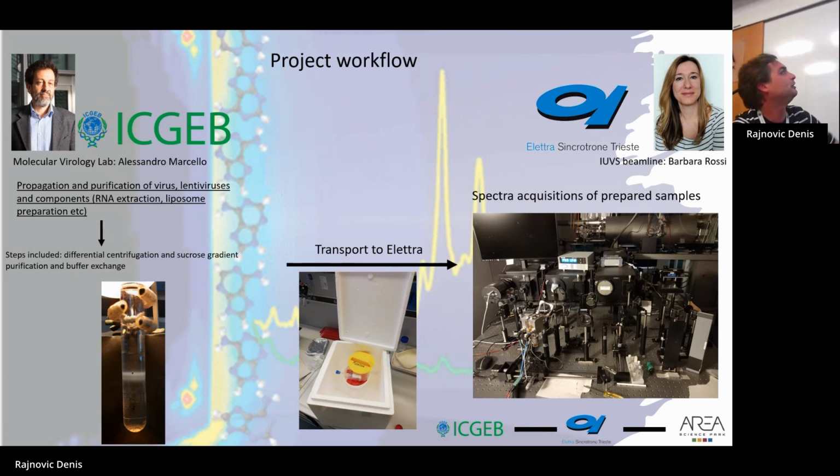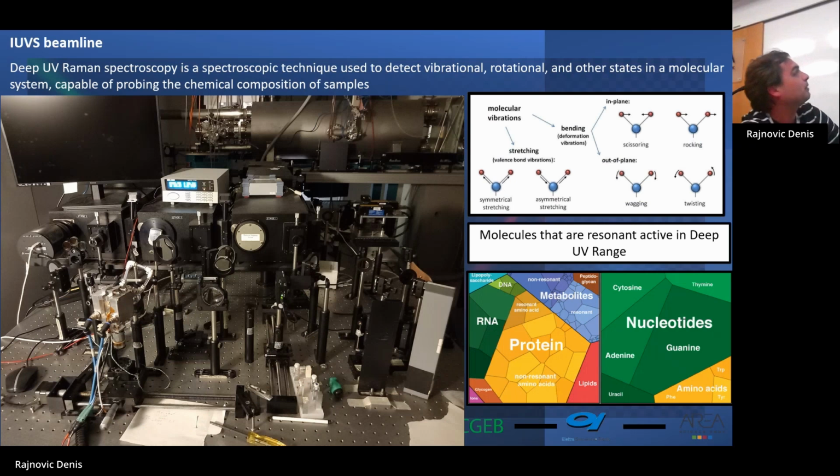Here I will describe the project workflow for this particular project. At ICGB, I propagate and purify the virus, lentiviruses. I create liposomes, I prepare different kinds of samples. I transport them to Elettra, and I use the beamline. I do spectral acquisition of these samples. Here is the setup, how the deep UV Raman equipment looks at the beamline used.